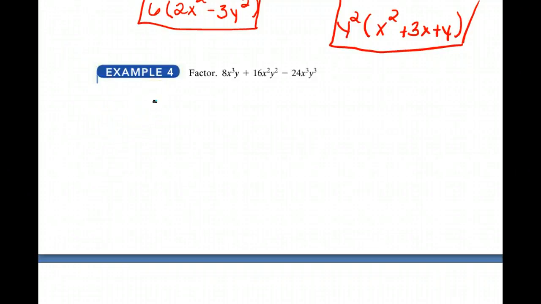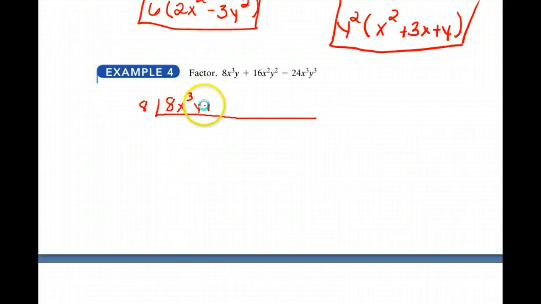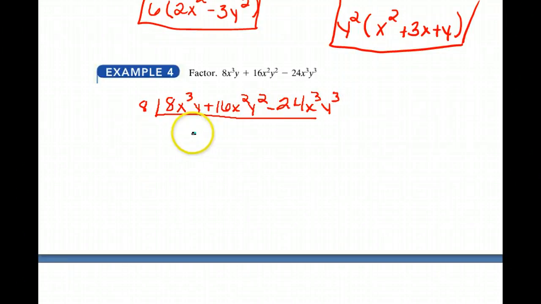Okay, at this point you should be ready to check your answer for number 4. As you are looking across your expression, you should have seen that an 8 can be factored out of every single one of those coefficients. So we're going to start by factoring out an 8. We're going to rewrite our expression 8x cubed y plus 16x squared y squared minus 24x cubed y cubed, and start the upside down dividing.